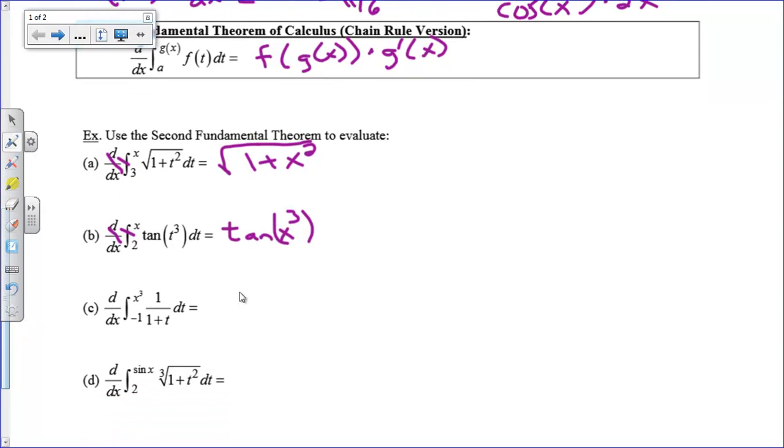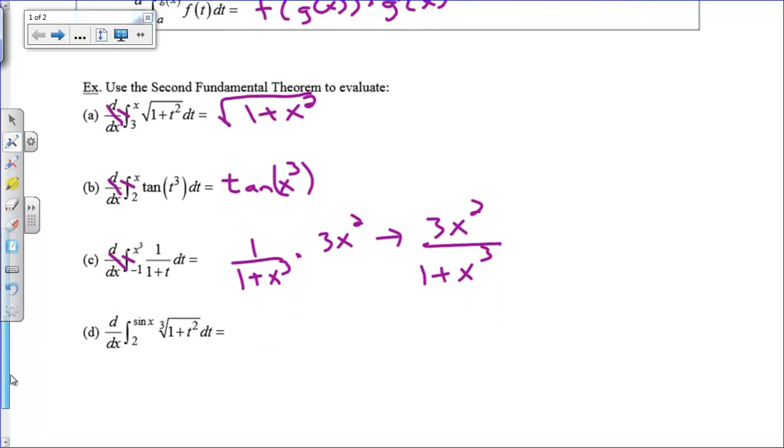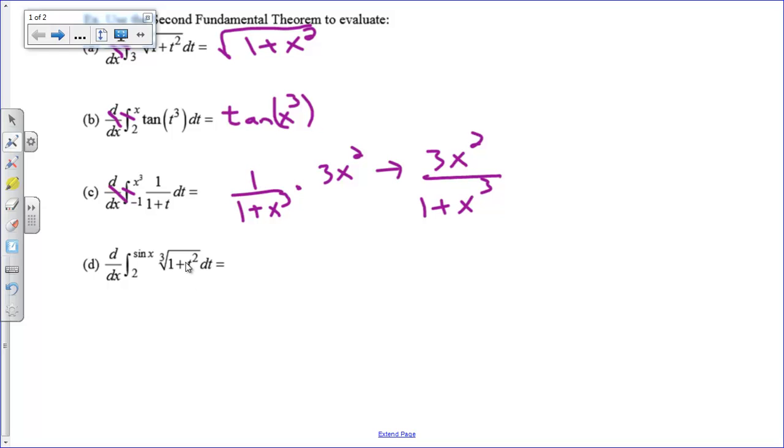Now here's an example where the upper limit is not just x, it's a function of x. So I've got to use the chain rule here. So my derivative and my integral cancel each other. I'm going to replace the t with x cubed, not just with x, with this whole function x cubed. So this becomes 1 plus x cubed. And then we're going to multiply this times the derivative of the upper limit, times 3x squared, which we could write if we wanted to as 3x squared over 1 plus x cubed. Now, did the negative 1 matter? No, it does not matter because when you take the derivative of a number, a constant, it's just 0.